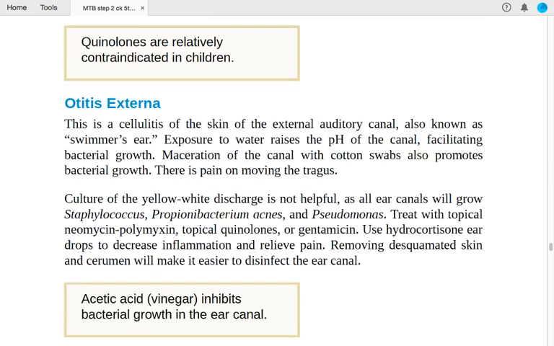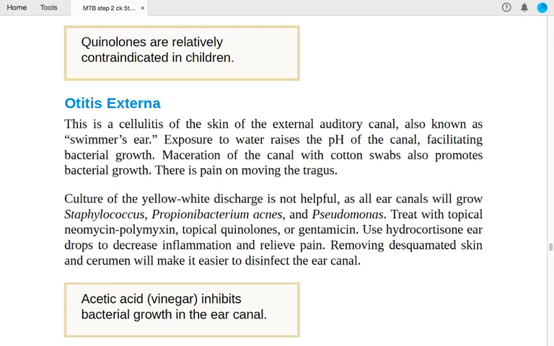Then we have this otitis externa. This is a cellulitis of the skin of the external auditory canal, also known as swimmer's ear. So whenever it's written swimmer's ear, it means that this is a case of otitis externa. Exposure to water raises the pH of the canal, facilitating bacterial growth. Maceration of the canal with cotton swabs also promotes bacterial growth, and there is pain on moving the tragus. So if the pain is there on moving the tragus, it means that this is a case of otitis externa.